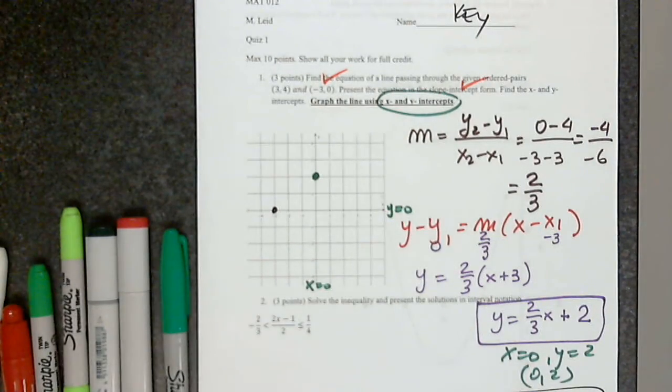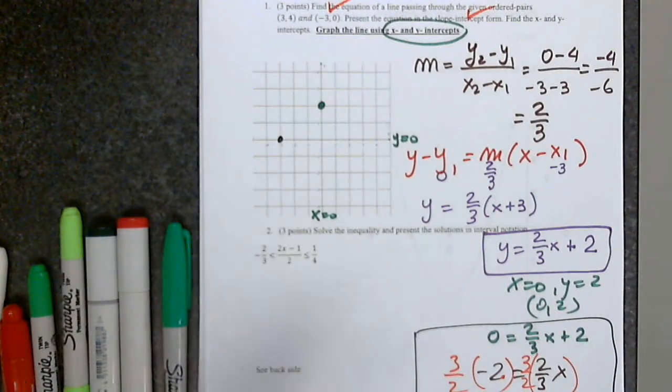Now, when I'm asked to graph a line, I cannot just graph 2 points and leave it alone. This is not the line. This is not the line, right? What am I doing with these 2 points?